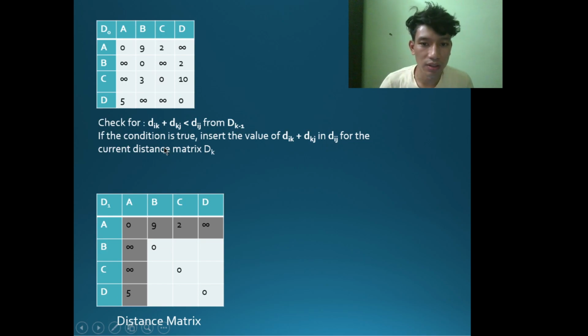For the Floyd-Warshall algorithm, we will check whether d_ik plus d_kj is lesser than d_ij from the previous distance matrix. If the condition is true, then we insert the value of d_ik plus d_kj in d_ij for the current distance matrix D_k. As I go on, we will understand what this actually means.